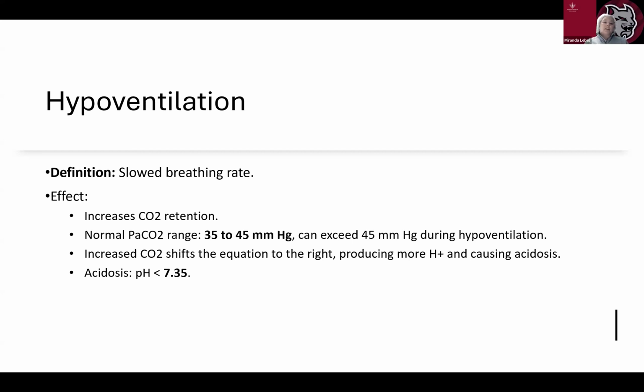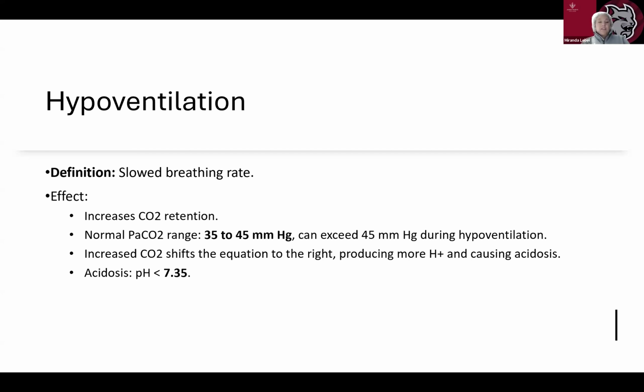So the effect is we're going to increase that CO2 retention. A normal PaCO2 range is 35 to 45. It can exceed 45 during hypoventilation. Increased CO2 shifts the equation to the right, producing more hydrogen and causing acidosis. So an acidotic pH is going to be less than 7.35.